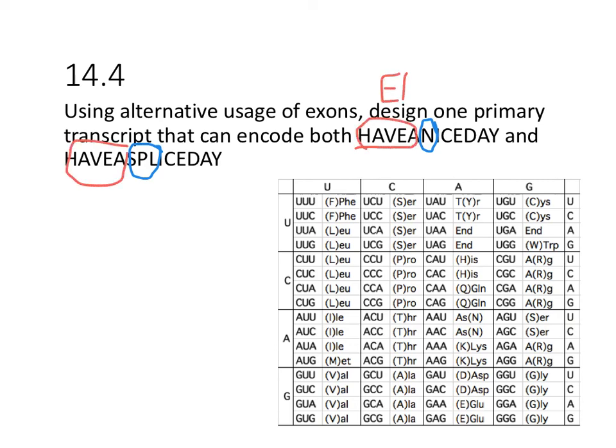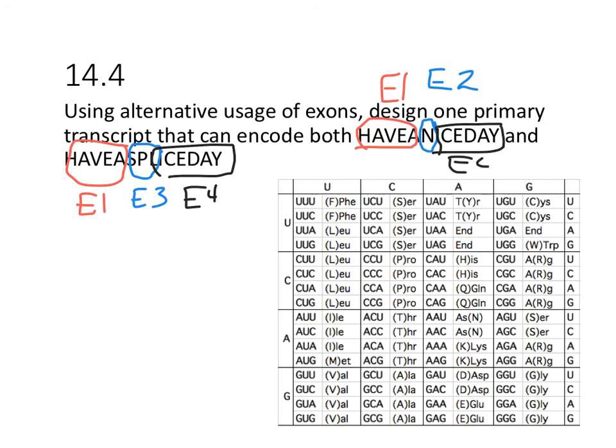1, that encodes HAVE, histidine, alanine, valine, glutamic acid, and alanine. We could have alternative splicing that either has an exon, let's call it exon 2 for N, and exon 3 for SPL. Alternative splicing. You either get exon 1 with exon 2 or exon 1 with exon 3. And then either of those combinations would be spliced together with a 4th exon, which again has the same 6 amino acids, ICEDAY.